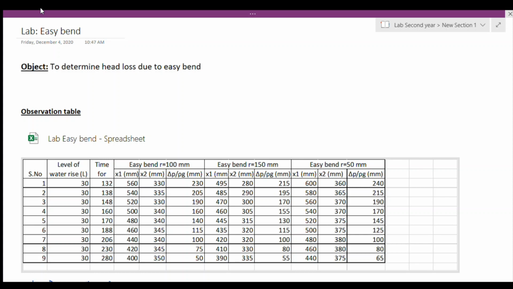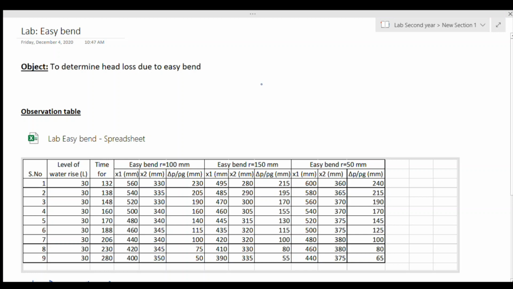Now there could be easy bend. Easy bend would be something like this, and a sharp bend would be something like this. We have taken 3 easy bends over here, and they have different radius r. We have taken easy bends of radius 50, 100 and 150 millimeters.